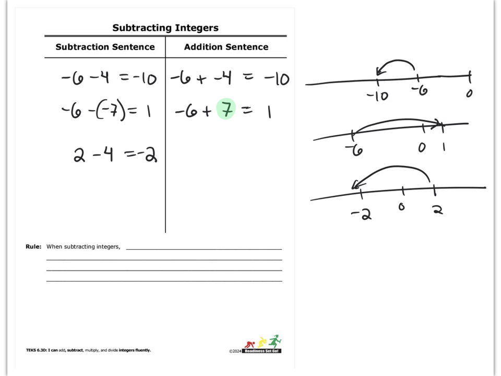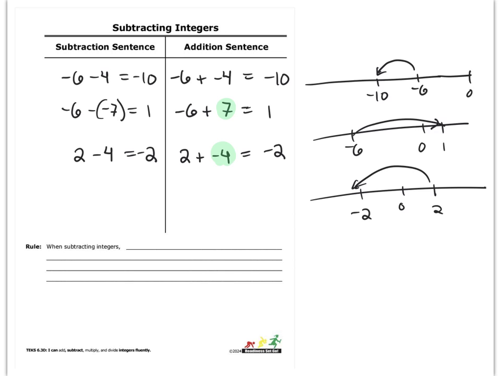Now let's look at this next one. It's also currently a subtraction equation, but it could be addition. We could write 2 plus negative 4 equals negative 2. So who has the larger absolute value here? Negative 4. So my answer is going to be negative. And 2 plus negative 4 is negative 2.